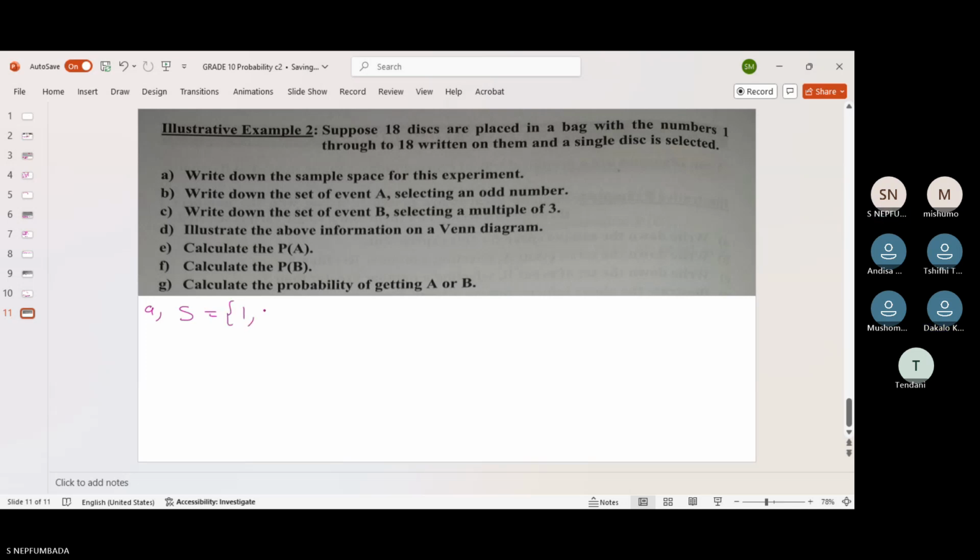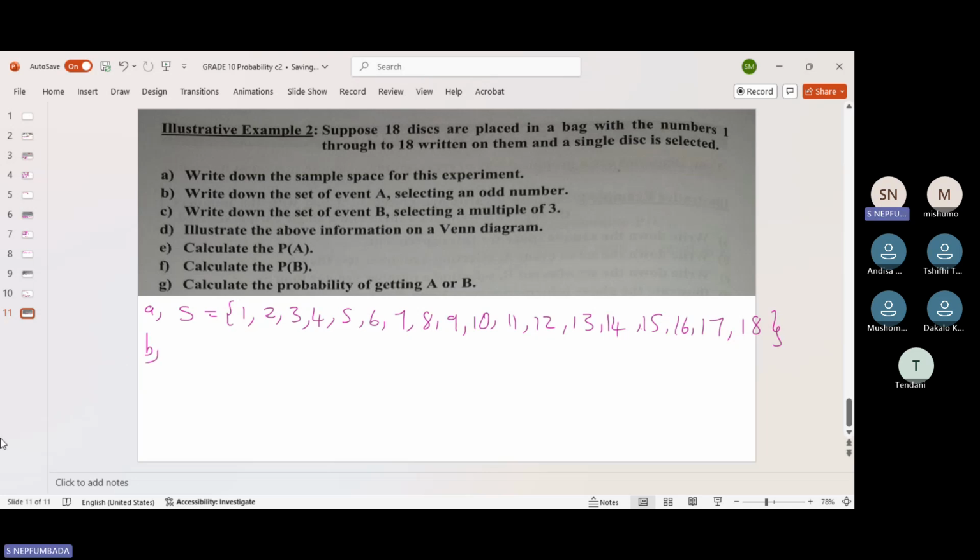1, 2, 3, 4, 5, 6, 7, 8, 9, 10, 11, 12, 13, 14, 15, 16, 17, 18. Those are our sample space.